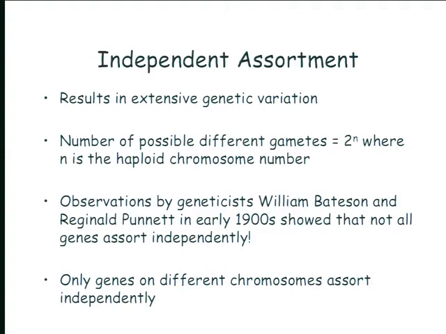Now, why do I introduce chromosomes here? That's because observations by several geneticists, William Bateson and our friend Reggie Punnett here, in the early 1900s showed that not all genes assort independently. And of course, this seems pretty obvious to us because we know that genes are found on chromosomes. So really, it's only genes on different chromosomes or very, very far apart on the same chromosome that are going to assort independently.